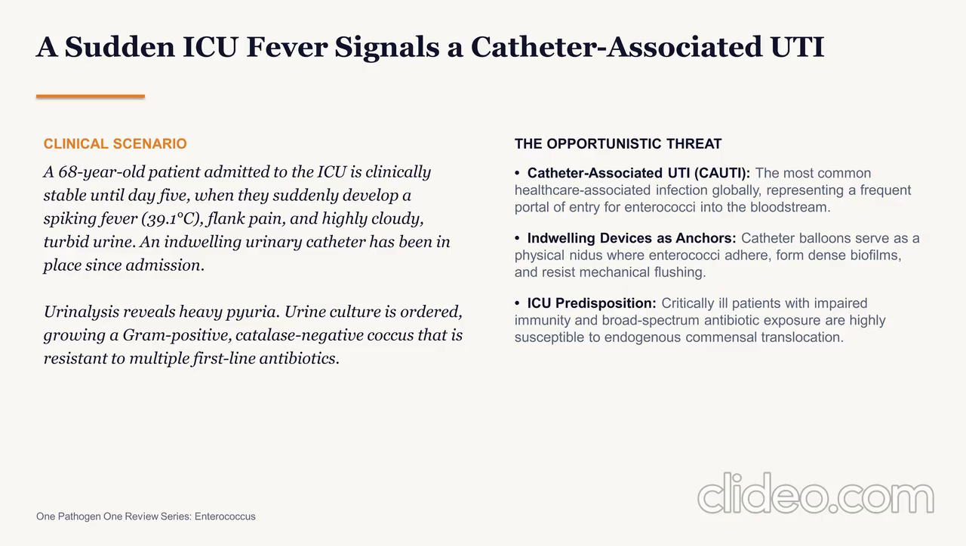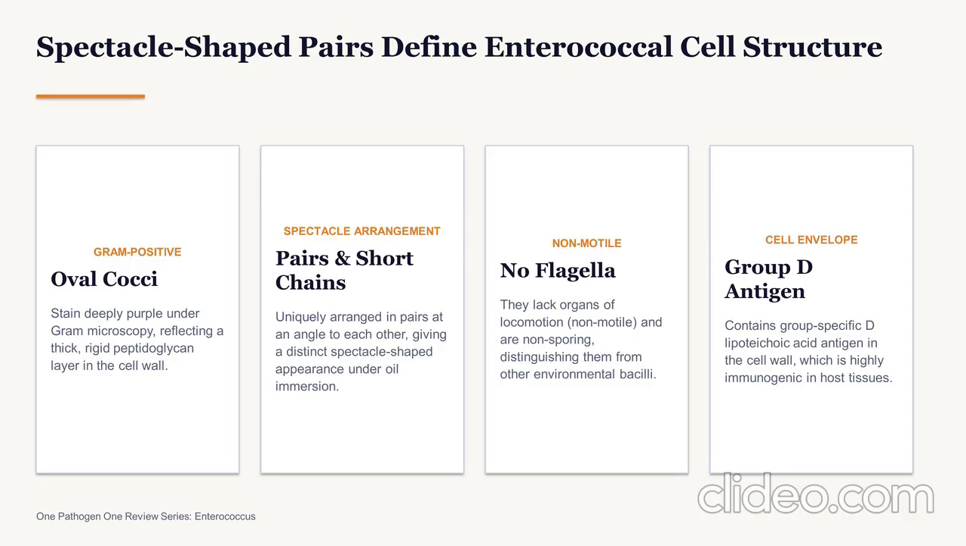When stained, they appear deeply purple under gram microscopy, reflecting a thick, rigid peptidoglycan layer within their cell wall. They feature a highly unique spectacle arrangement. Under oil immersion, they are arranged in pairs and short chains, with the pairs sitting at an angle to each other to give a distinct spectacle-shaped appearance. They are completely non-motile, lacking flagella, and they are non-sporing, which easily distinguishes them from other environmental bacilli.